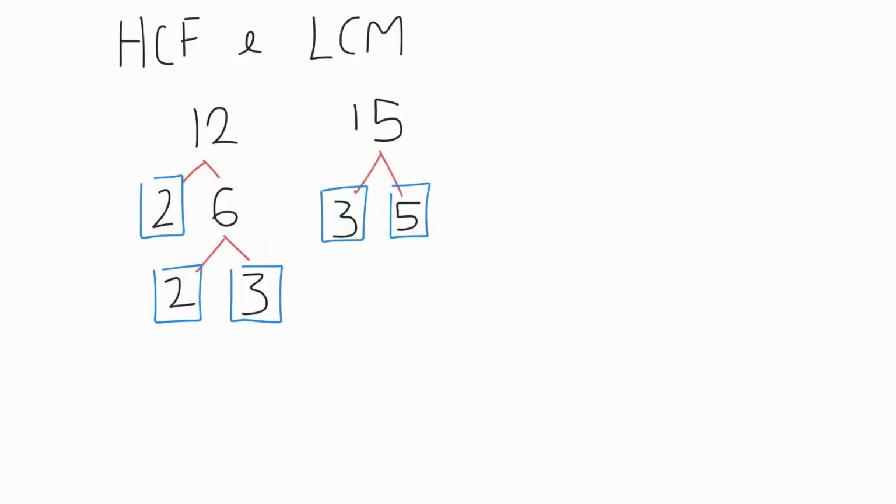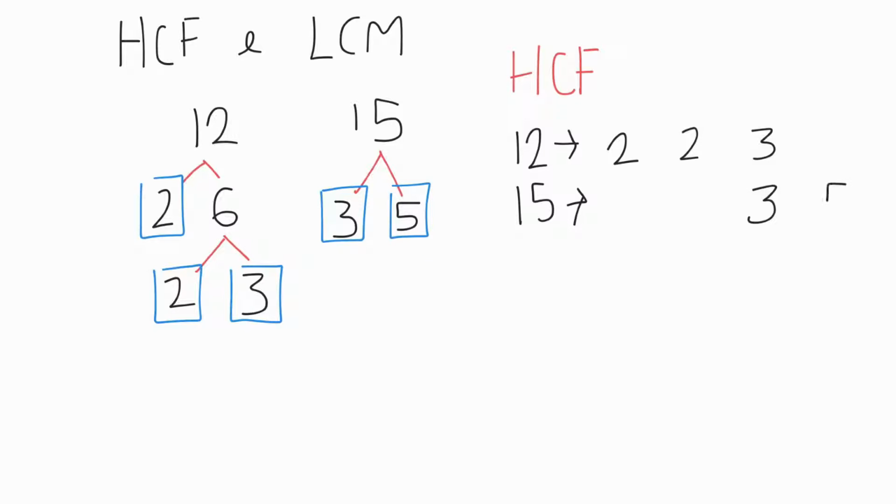So to find the highest common factor, we compare the factors of both numbers. So 12 has the factors 2, 2, 3, and number 15 has the factors 3 and 5. So we can see that 3 is a common factor. So 3 is the highest common factor.